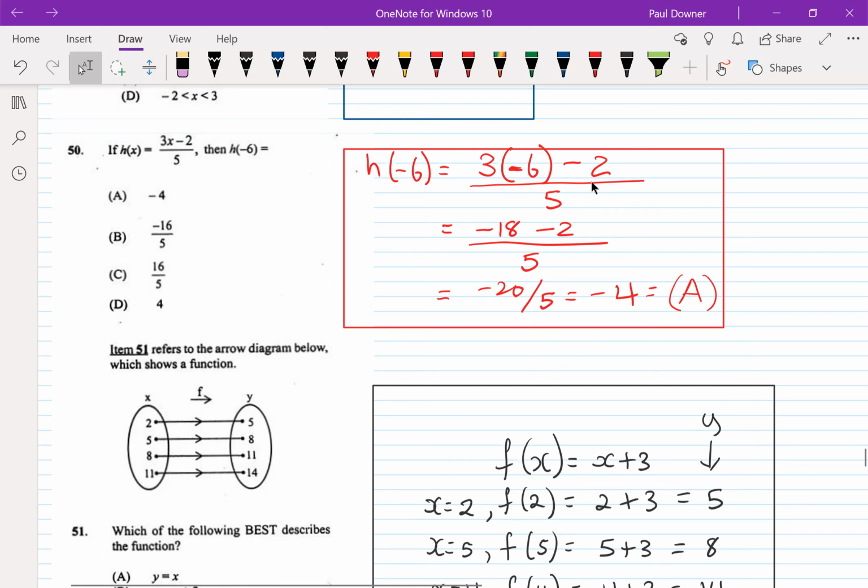-2 over 5, -2 all over 5. So what is going to go for x is this value here, the -6. So -6 is going to go where the x was. So this x is being replaced by -6, and we simply work that out. So let's work it out now.